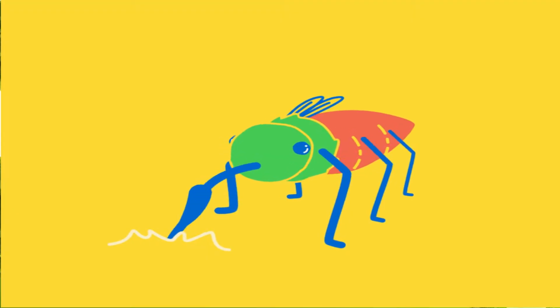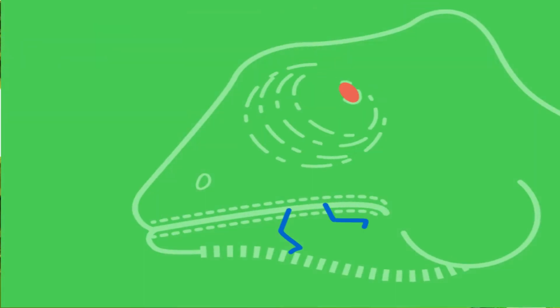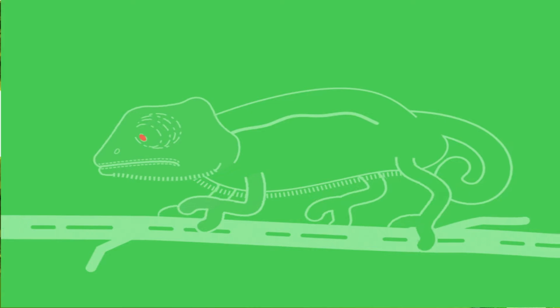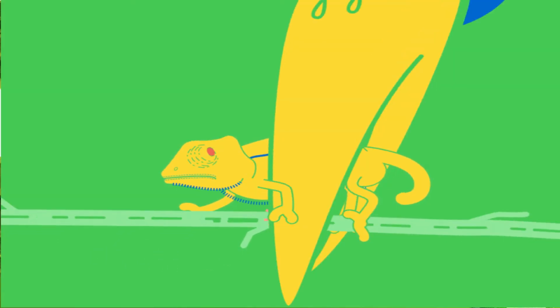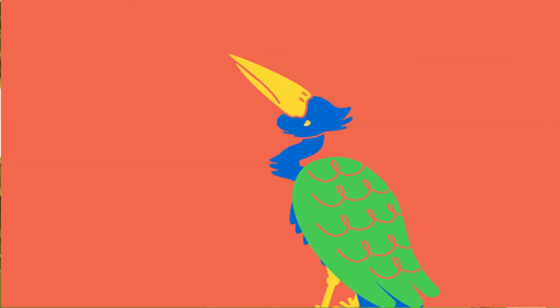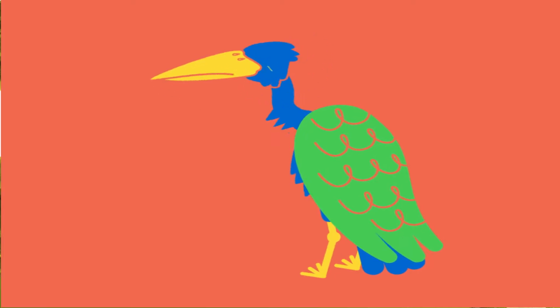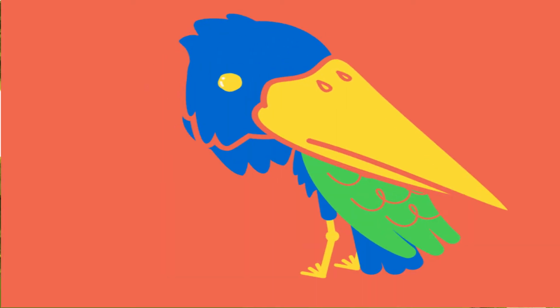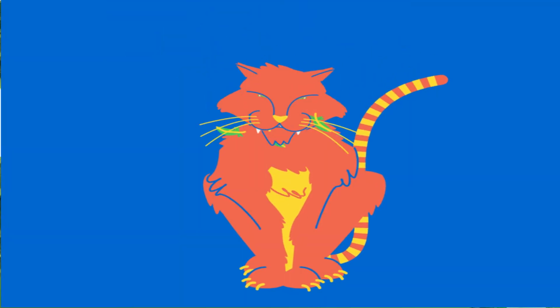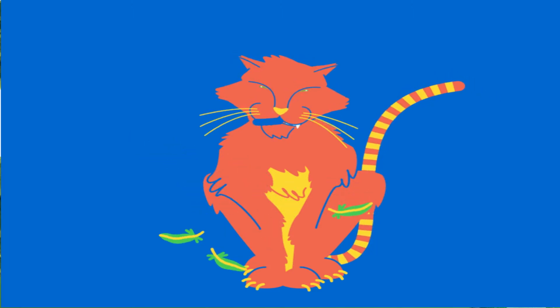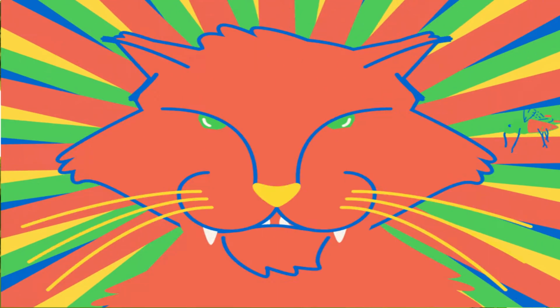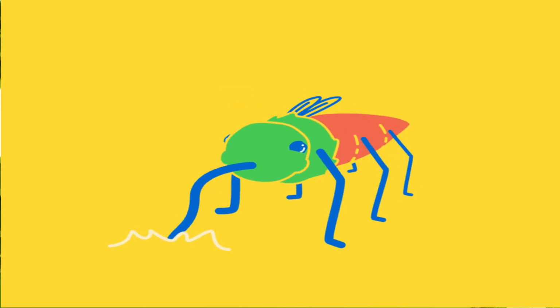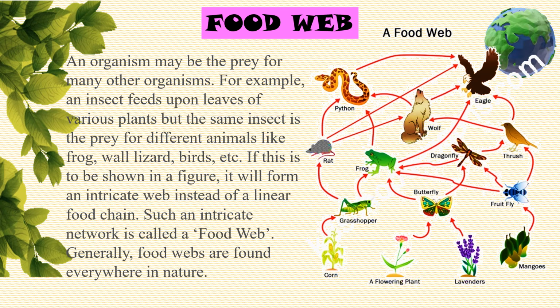Let us see one example of a food chain here. You can see this insect is being eaten up by a chameleon. Now this chameleon is in turn eaten up by a bird. This bird is eaten up by another animal, and when this animal dies, it will decompose and form nutrients for the other plants.